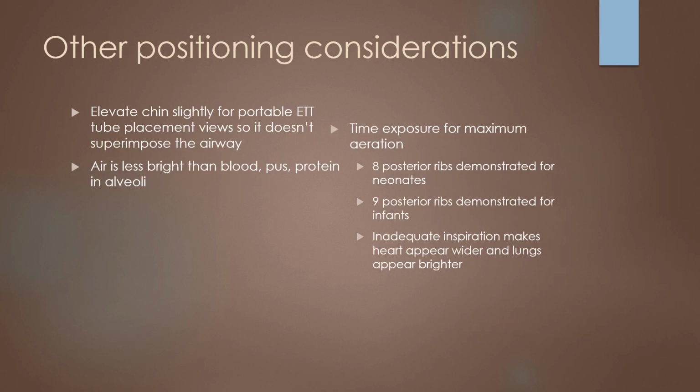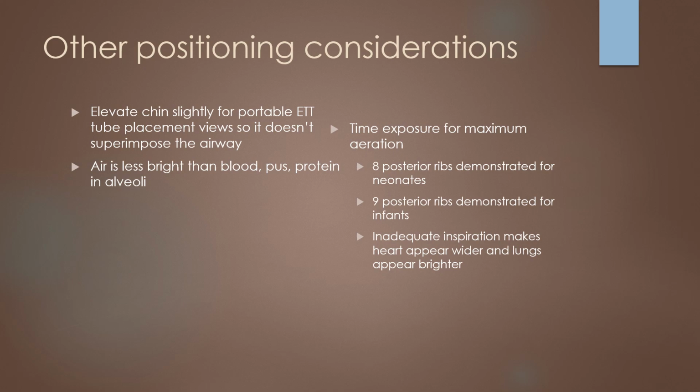Other positioning considerations, you can elevate the chin slightly for a portable ETT tube placement view so it doesn't superimpose the airway. Air is less bright than blood, pus, protein, and alveoli, so sometimes you will see almost like tracks where you can make out the trachea because of the density of neonate lungs. Time exposure for these are kept at a minimum because of the lack of control of motion.